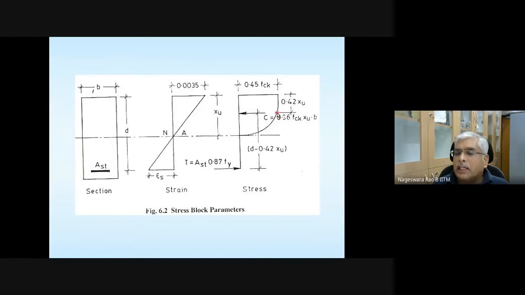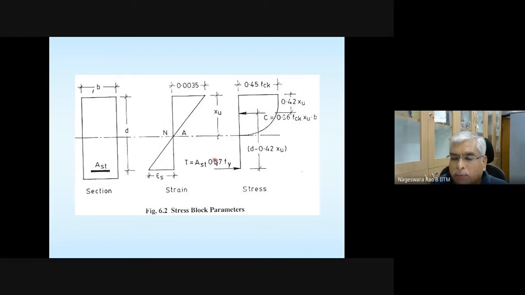And also the resultant compressive force is going to act from the top at a distance 0.42 XU. XU is nothing but the neutral axis depth. And once this is 0.42 XU, the lever arm, that is the distance between the resultant compressive force and the resultant tensile force, is going to be effective depth minus 0.42 XU. And what about the tensile force?